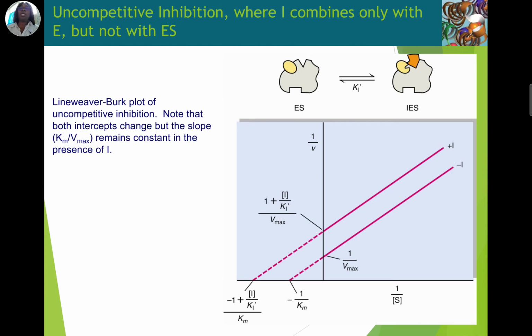Now, if it's uncompetitive, that's a special case. In that case, what happens is the inhibitor will only combine if nobody else is on the enzyme. If the substrate is already there, the inhibitor is like, you already reached, I'm not even trying to go there. So once the substrate actually makes it, the inhibitor is not going to be interested in going there. So the inhibitor only combines with the free enzyme, but not with the enzyme-substrate complex.